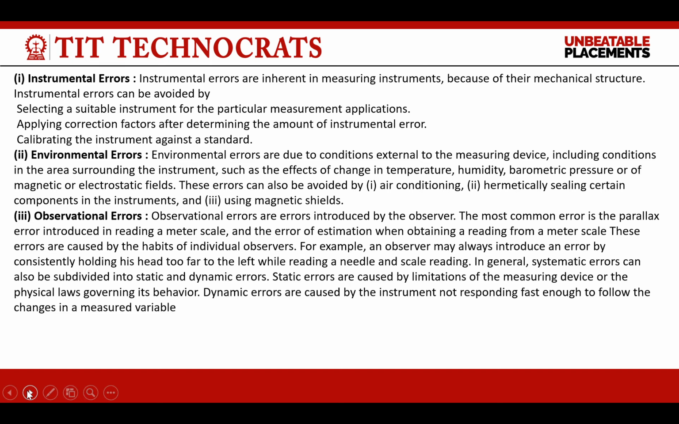The third one is observational error. These are introduced by the observer. The most common error is parallax error, introduced in reading a meter scale, and the error of estimation when obtaining a reading from a meter scale. These errors are caused by the habits of the individual observer, and we can understand this with the help of this example.